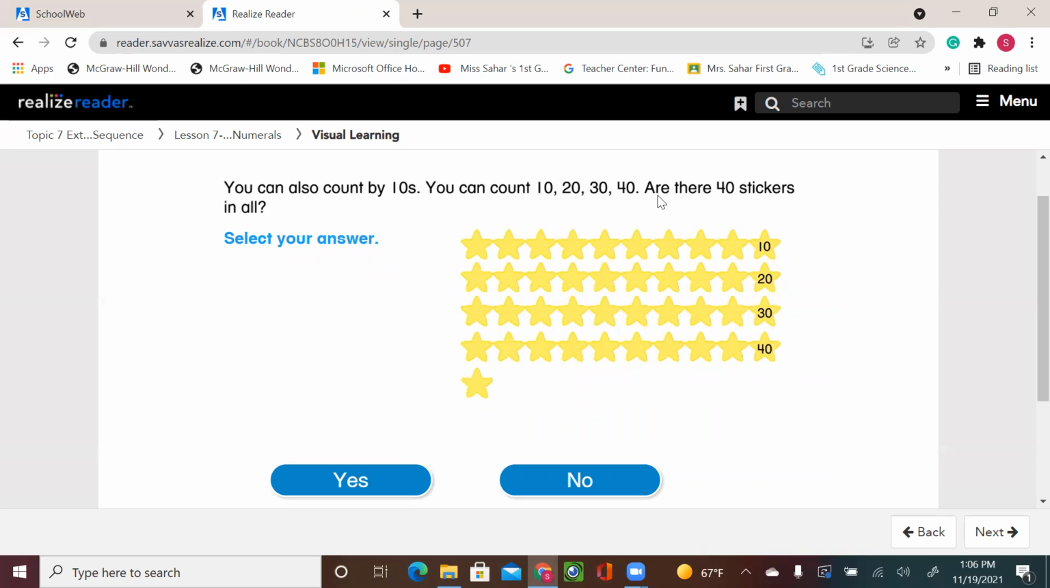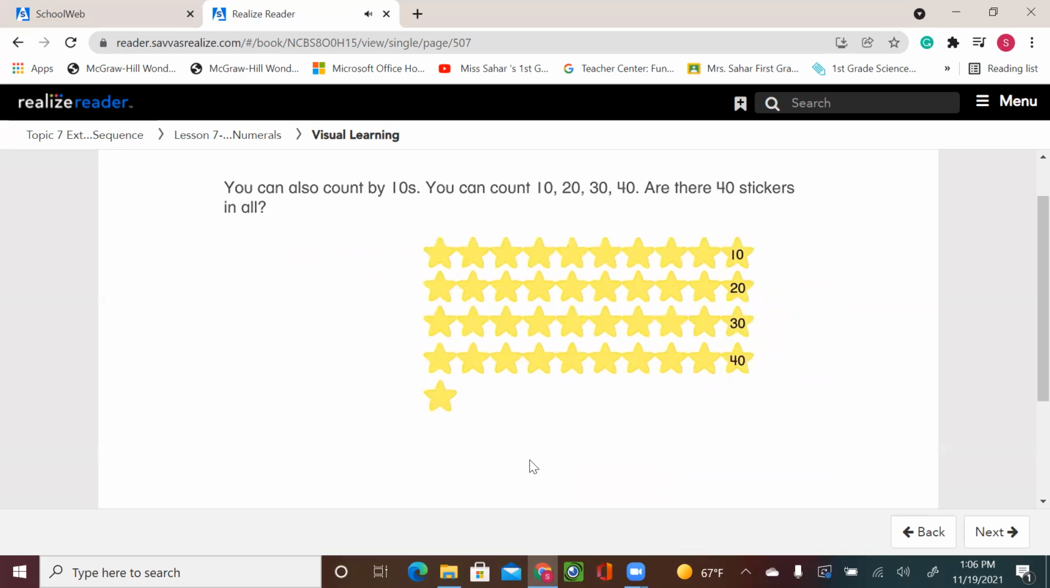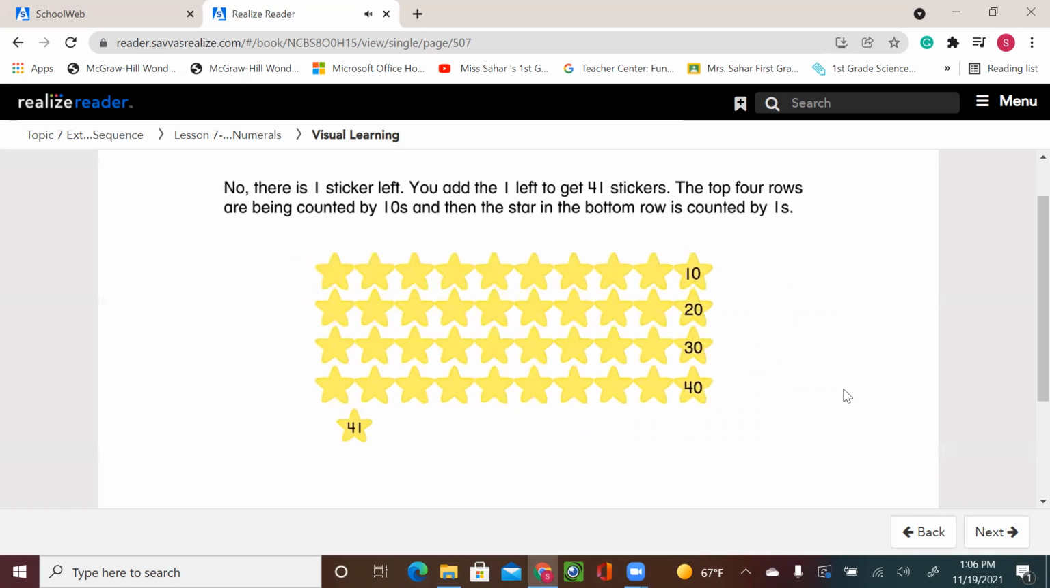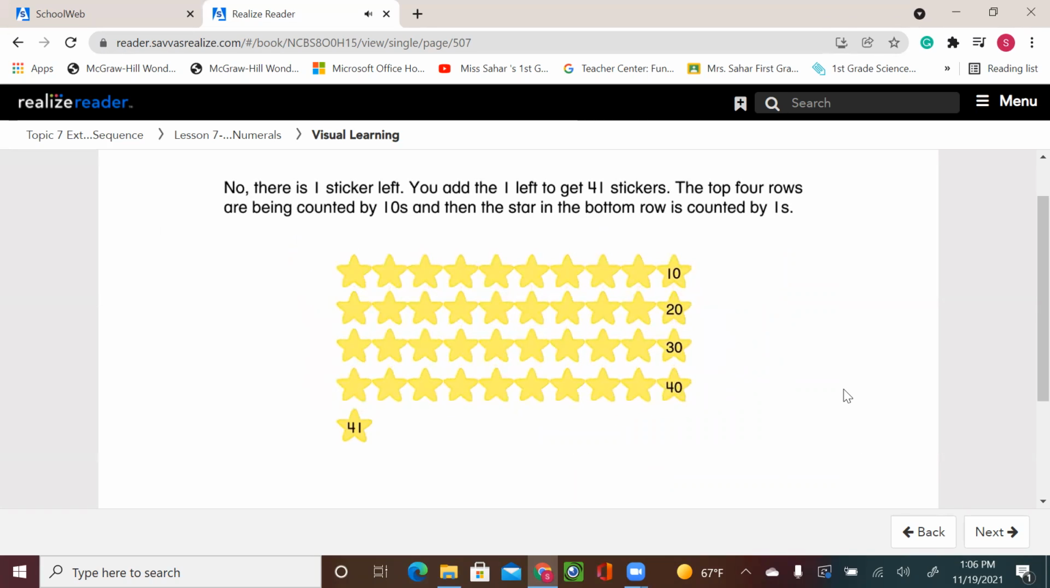So the question, are there 40 stickers in all? No, because there's one more here. No, there is one sticker left. You add the one left to get 41 stickers. The top 4 rows are being counted by tens, and then the star in the bottom row is counted by ones.